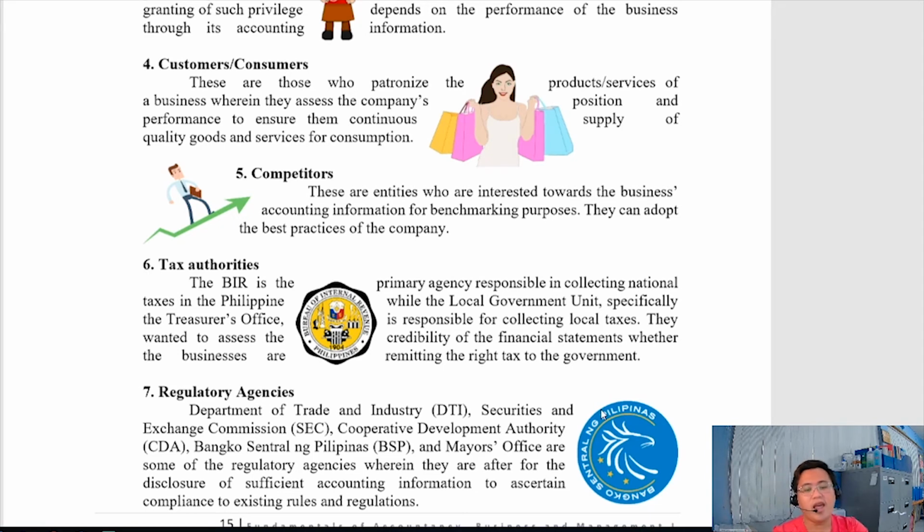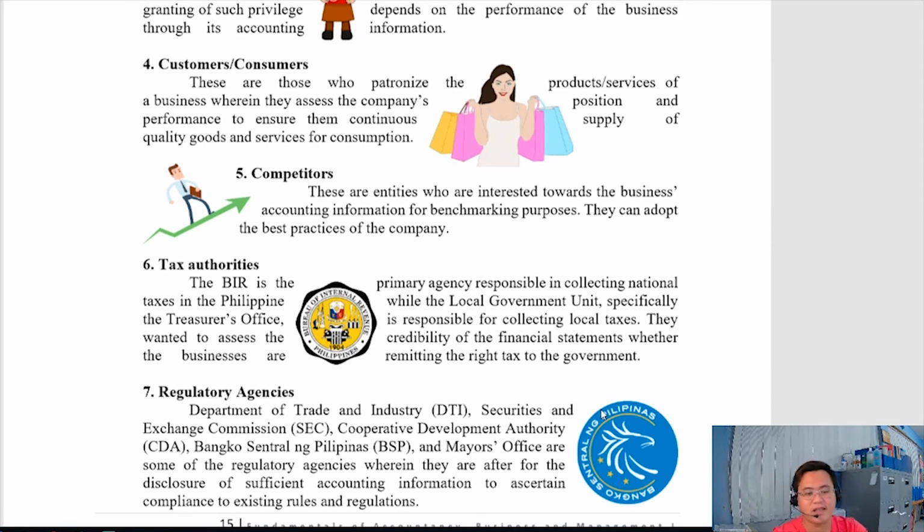If you are in a business of cooperatives, then you register it with CDA or Cooperative Development Authority. The Bangko Sentral ng Pilipinas is also a regulatory agency, especially in businesses. The Bangko Sentral ng Pilipinas regulates banks, right? So they have to strictly monitor the banks. So the BSP could also be a regulatory agency as well.